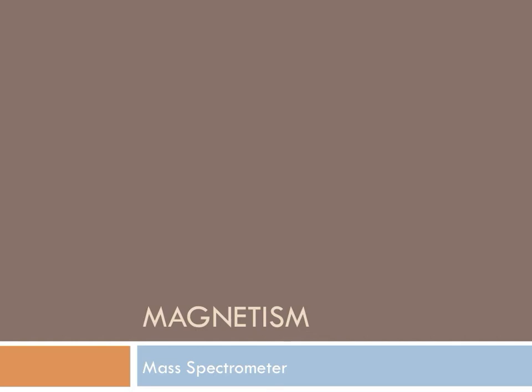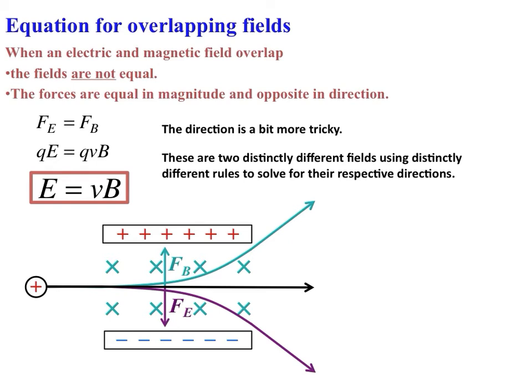This video covers a mass spectrometer. So now we're looking at overlapping electric and magnetic fields. If we look at this picture, we have this positive charge. If the magnetic field were the only thing acting on it, it would experience a magnetic force upwards, and it would curve to the left, or up.